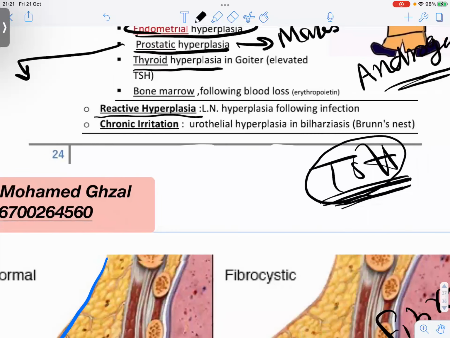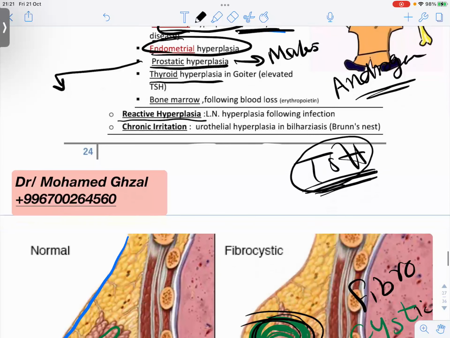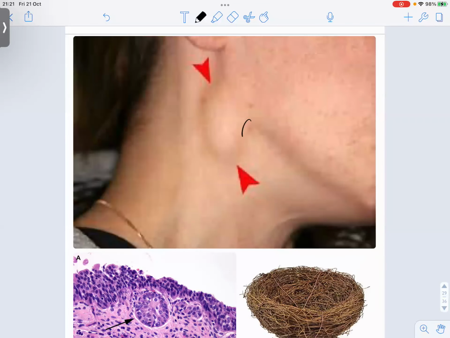Second, reactive hyperplasia. It appears in lymph nodes. Look at that. Can you see this enlargement? Here, an increase in the number of cells in the lymph node.